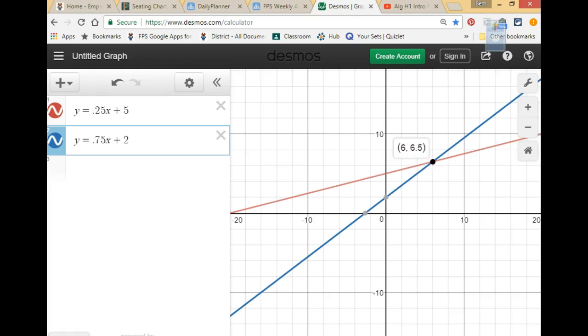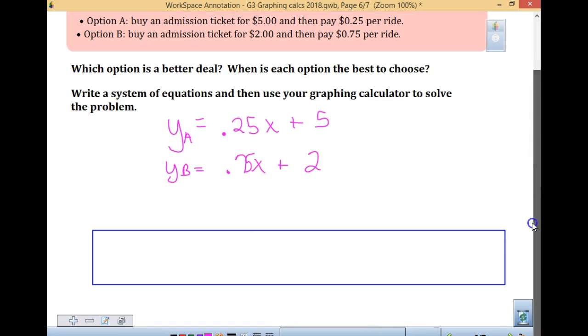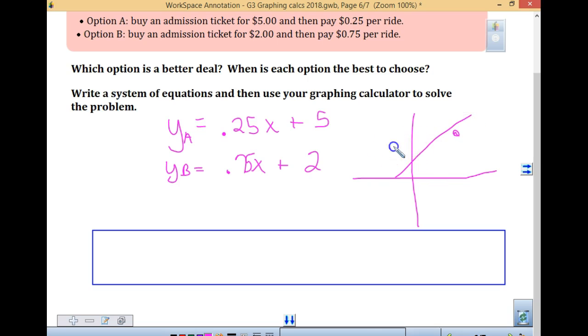So what I want you to do in your notes, if we were going to look at that graph, right, we want to have a point of intersection. Where is that point of intersection going to be? At 6 and what? 6 and, yeah. So I'm going to do my 2 lines kind of like this and put this point, 6 comma 6.5. So this is our lower one. This is the equation for the top one.